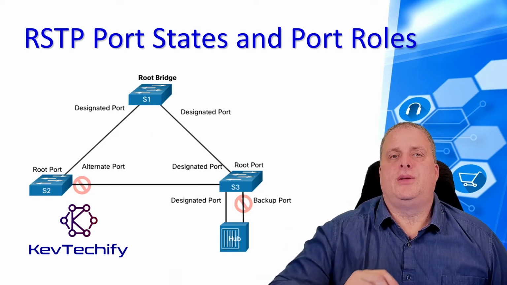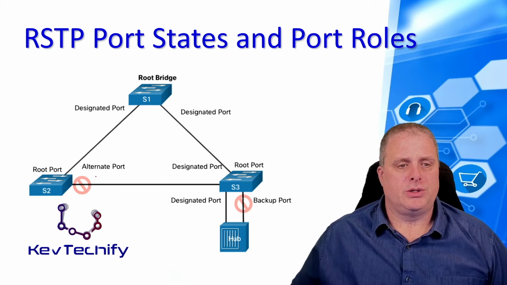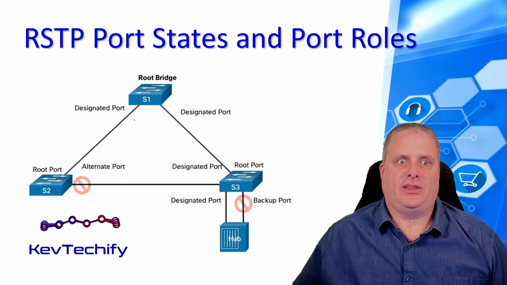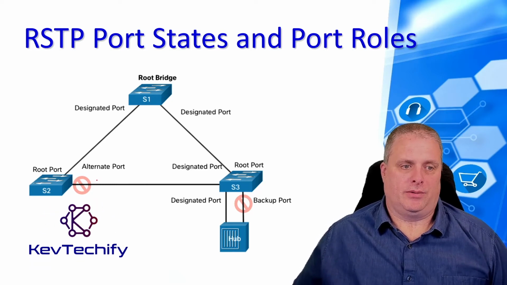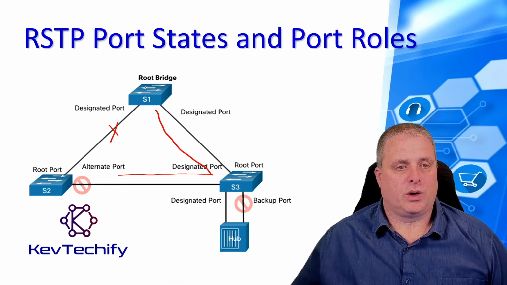Looking at our RSTP port states again, here on switch 2 has an alternate port. That alternate port has the alternate path to the root bridge. Once again, from S2 to go to S3 and then back up to S1 when the connection between S2 and S1 goes down.